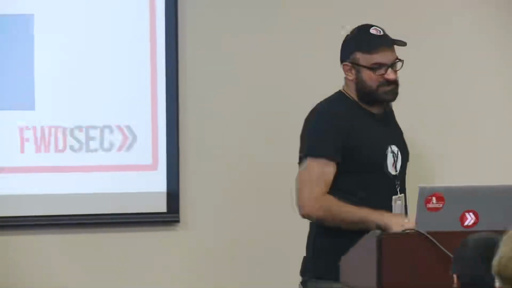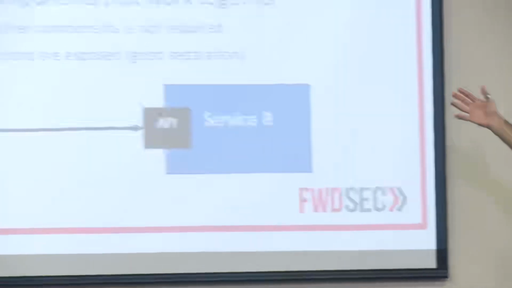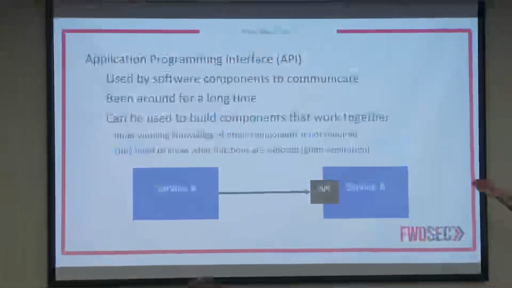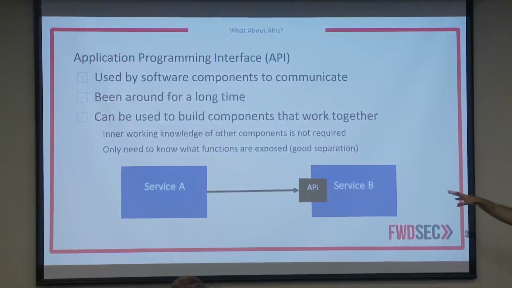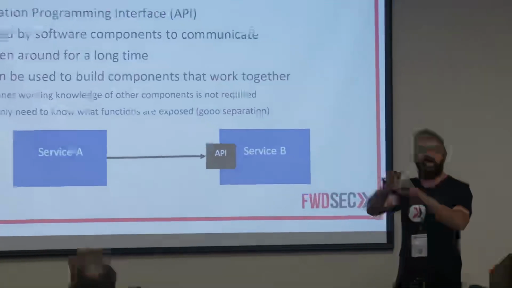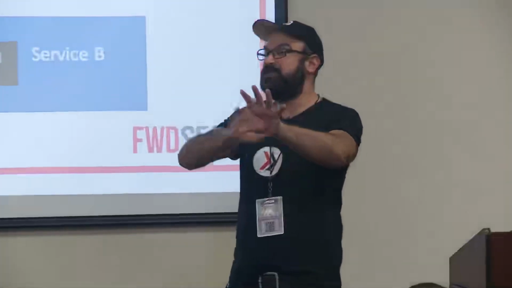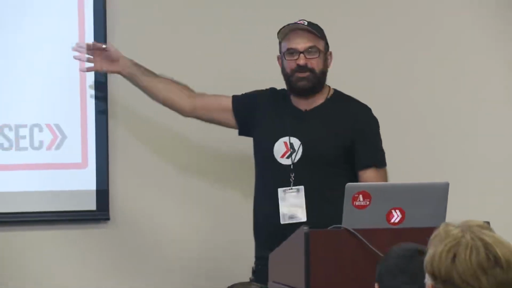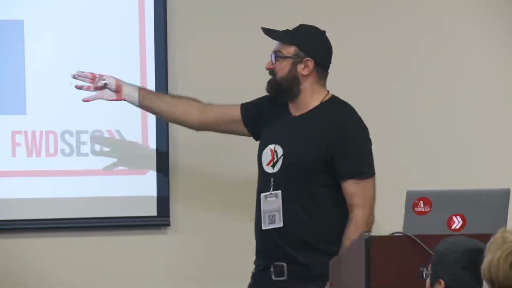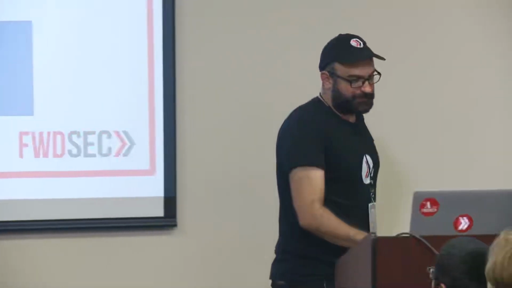So now, how do we take that into what we're talking about? APIs are used by software components to communicate, have been around for a long time, and can be used to build components that work together. Inner working knowledge of other components is not required. So you just expose your API, and these are the methods, and these are the attributes, and that's all the other user needs to know. They don't need to know what is happening inside that particular component. You only need to know what functions are exposed, and that's good separation. So here you can see that service A is consuming the API that is exposed by service B.